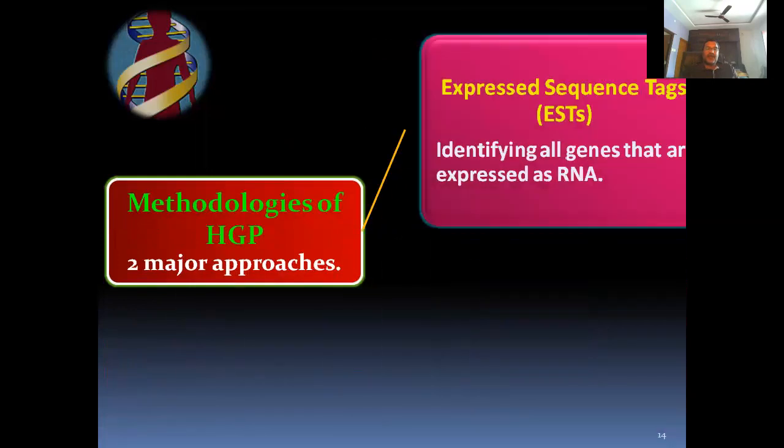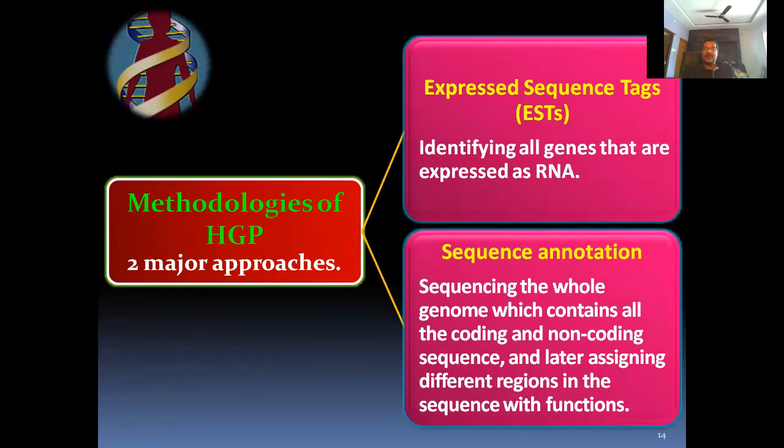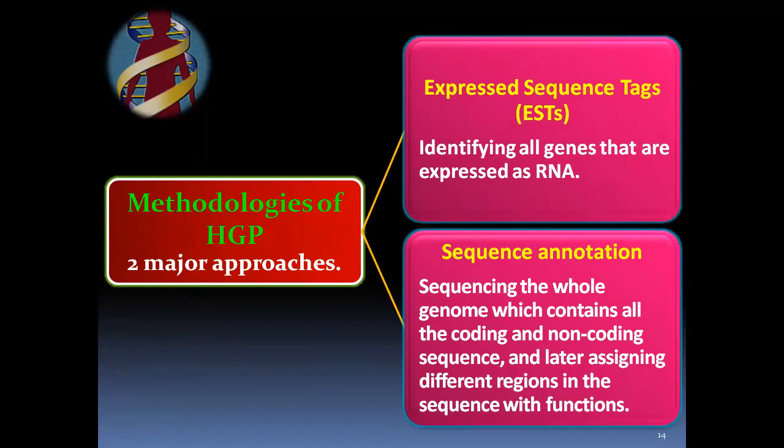So the methodologies of HGP have two major approaches. Expressed sequence tags, which is the most frequent question in the NEET examination, identifying all genes that are expressed as RNA. That question will come in that manner, as earlier in 2019 we got this question: identifying all genes that are expressed as RNA is said to be expressed sequence tags, ESTs. And sequence annotation: sequencing the whole genome which contains all the coding and non-coding sequences, and later assigning different regions in the sequence with functions.